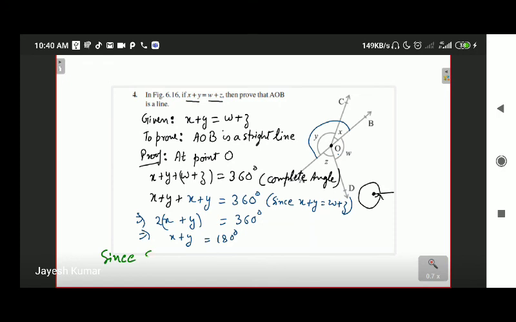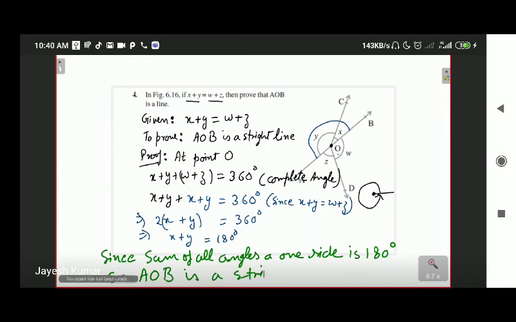Since the sum of all angles at one side of a line is 180 degrees, AOB is a straight line. So AOB is a straight line. Okay, why is it a straight line? Because the sum of all angles at one side of a line is 180 degrees.